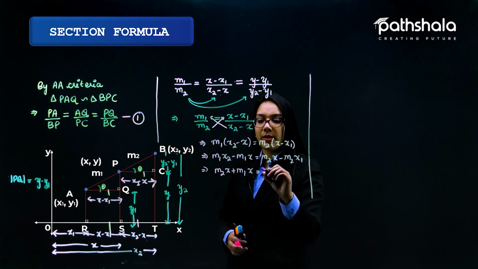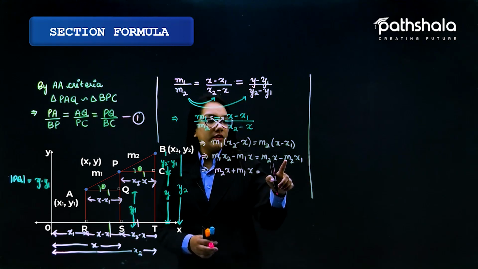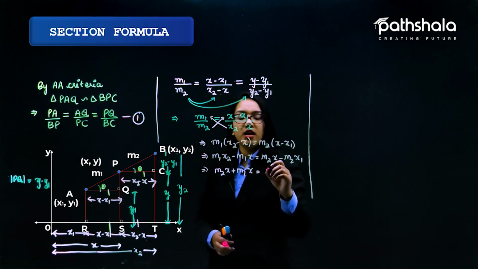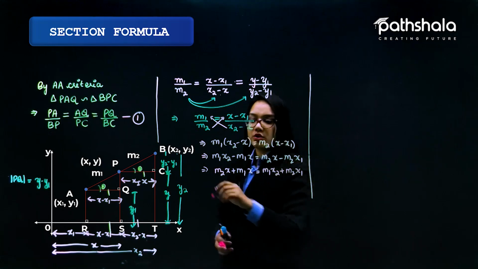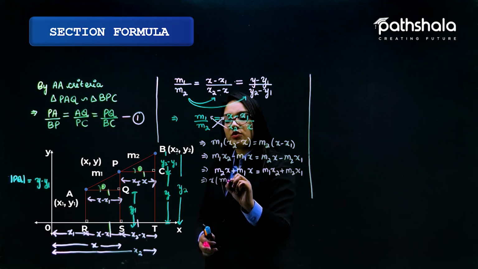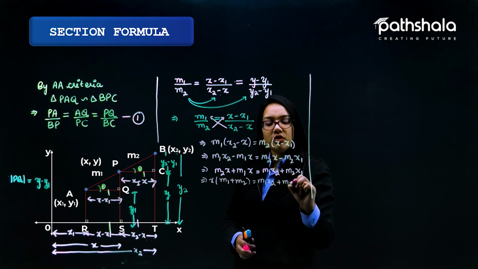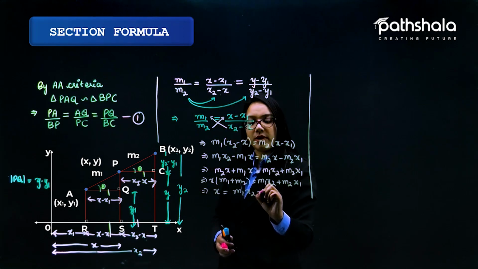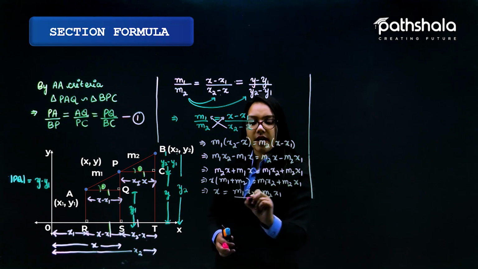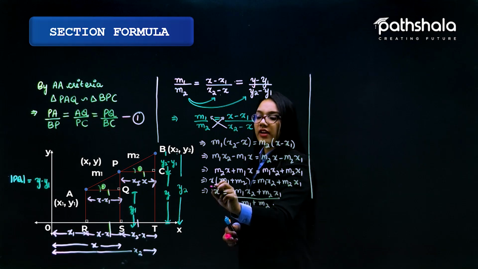So it is nothing but m1x2, and further we have plus m2x1, as I'm taking this value towards this side. Let us suppose I can take x common over here. So this is (m1 + m2)x, which is equal to m1x2 + m2x1. So hence at the end I'm getting the value of x as (m1x2 + m2x1) divided by (m1 + m2). So this is the value of x.